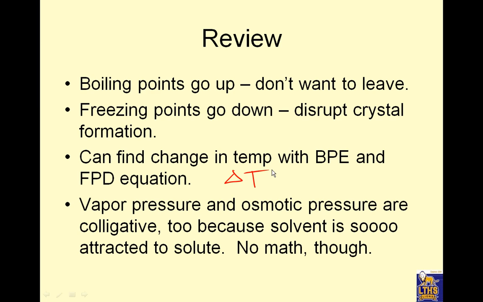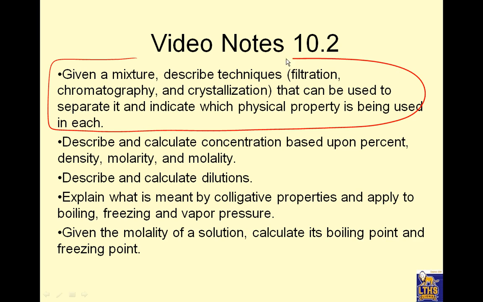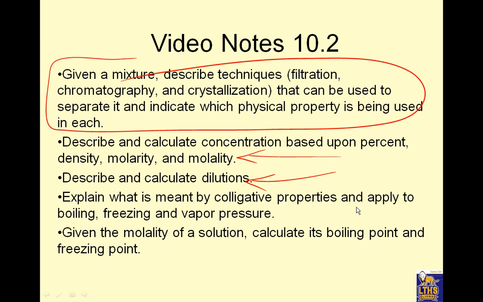We can find the delta T. And vapor pressure and osmotic pressure are colligative because the solvent is so attracted to solute, but there's no math. So make sure you can do all this stuff. We'll talk about this in class, okay? We can do that. We can talk about colligative properties. We can calculate the boiling and freezing point.